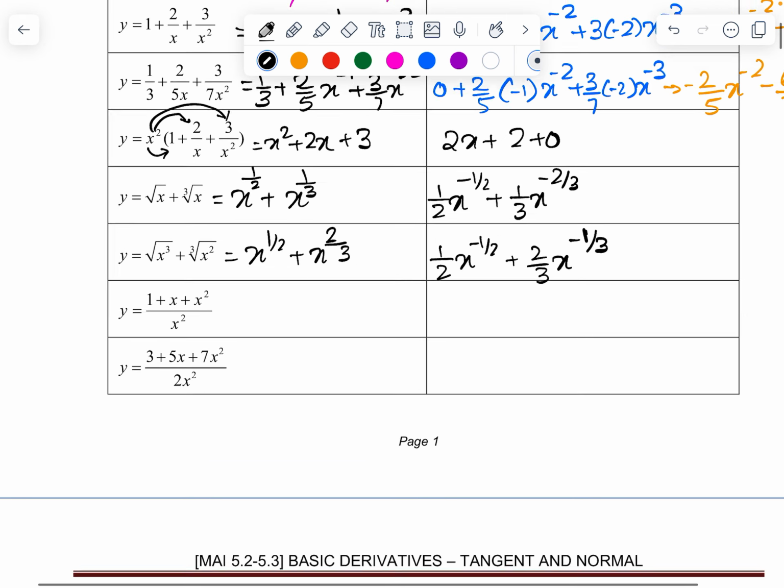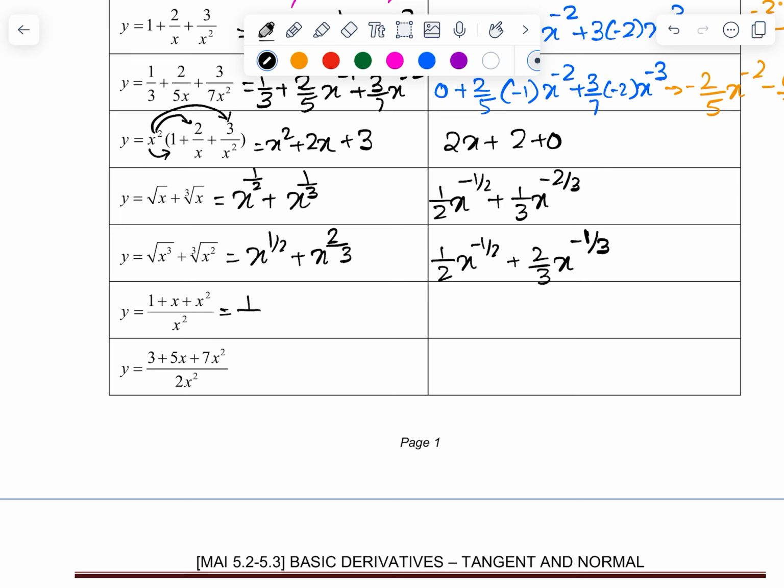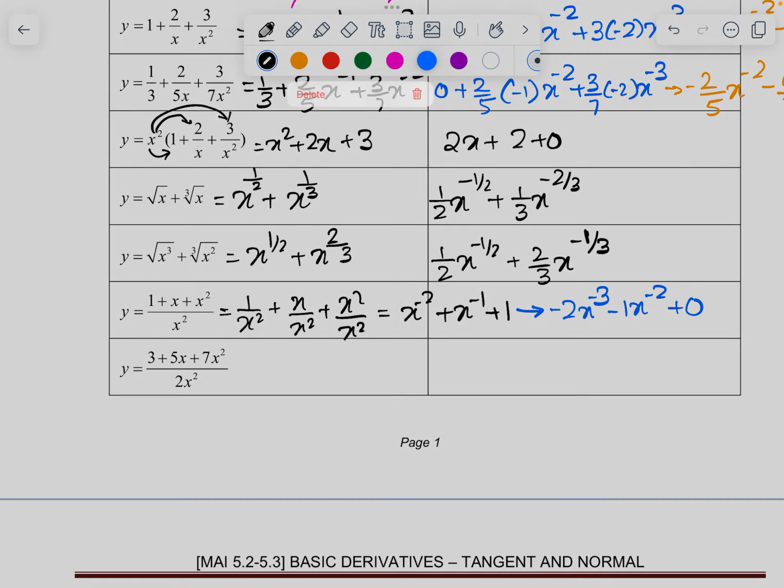Try to write it out as separate fractions. So 1 upon x square plus x upon x square plus x square upon x square. So the question becomes x power negative 2 plus x power negative 1 plus 1. So what is its derivative going to be? Its derivative is going to be minus 2 x power minus 3, then minus 1 x power minus 2 plus 0.